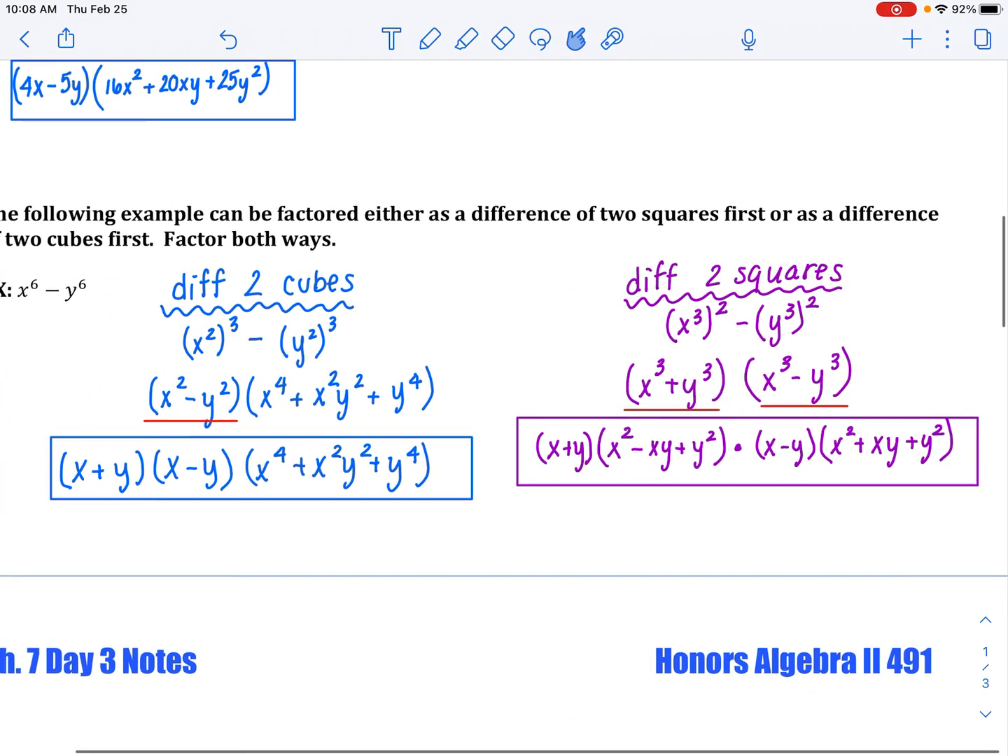Look at them. They look different. Both are correct. So depending on what you see first will depend on your answer. Both are correct. Yes, one of them has 3 terms. Yes, the other has 4, but they're still correct.